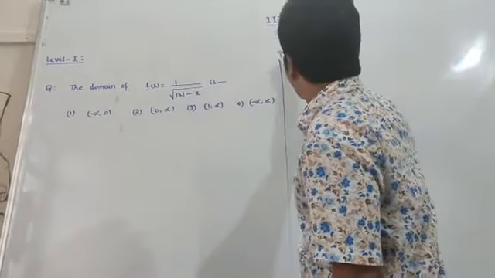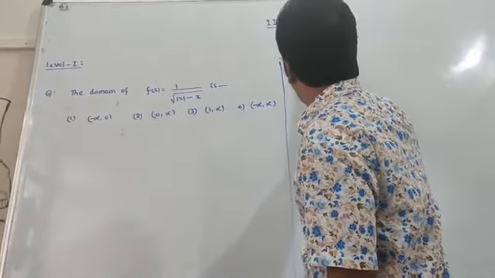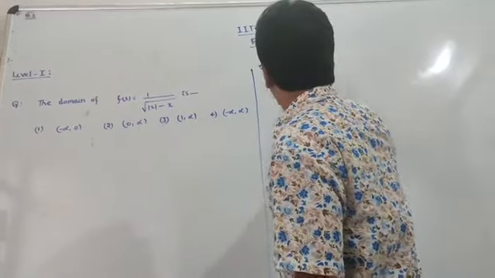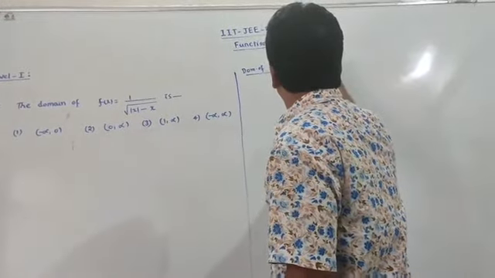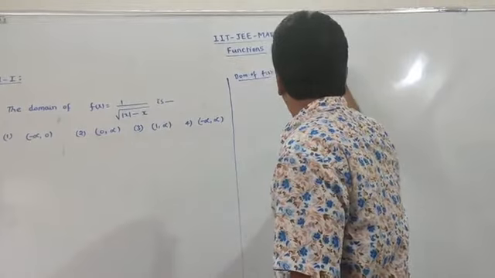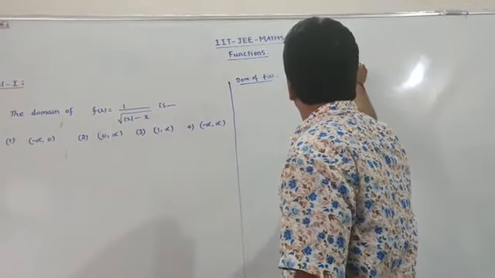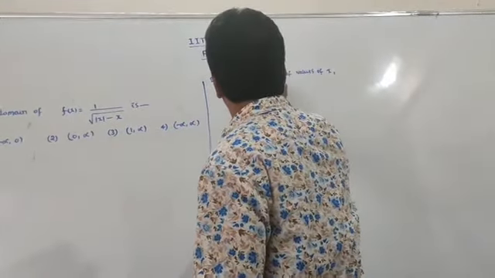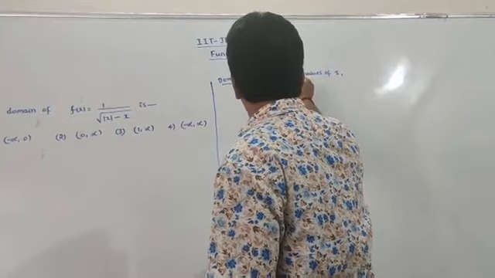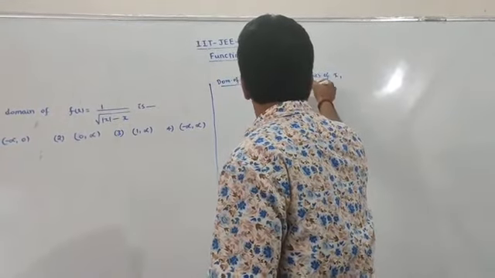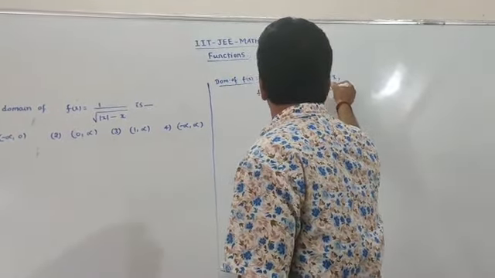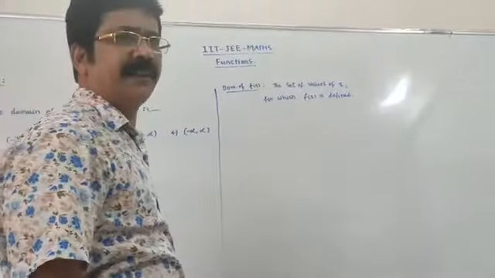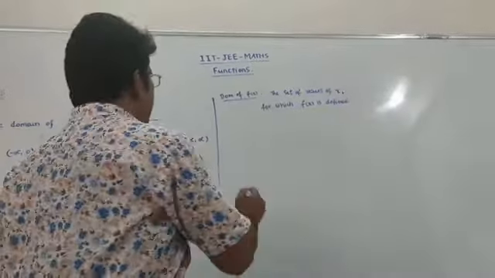Domain of f of x means what? Actual definition: the set of values of x for which f of x is defined. This is the correct definition. Okay. One example.